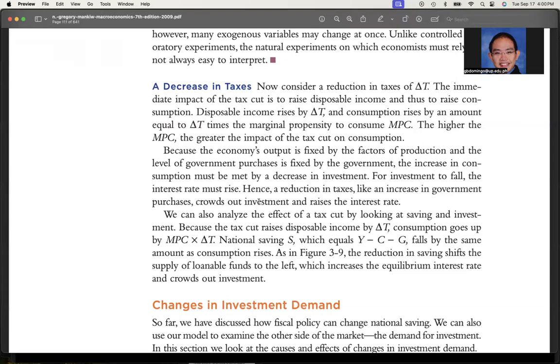We can also analyze the effect of a tax cut by looking at savings and investment, because a tax cut raises disposable income by change in T. Consumption goes up by MPC times change in T. Savings, which equals Y minus C minus G, falls, right? Because C goes up, then S goes down. And as you can see, if S goes down, then the reduction in savings shifts the supply of loanable funds to the left, which increases the equilibrium interest rate and crowds out investment.